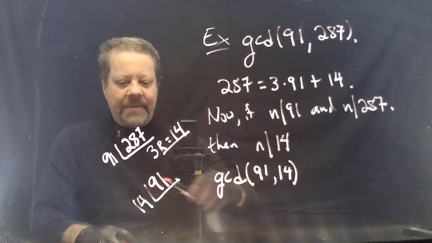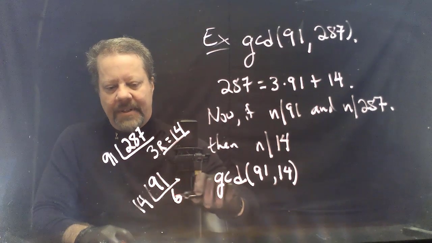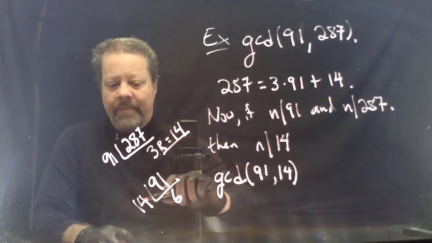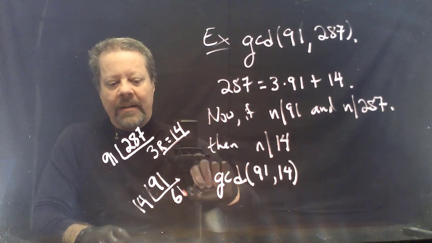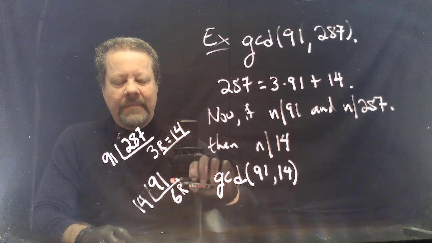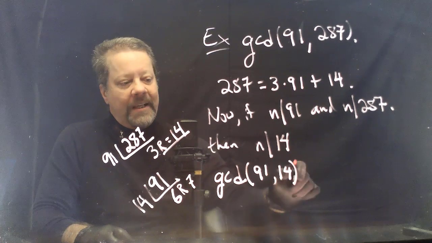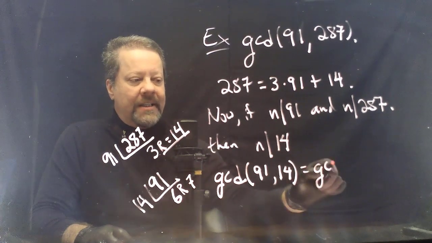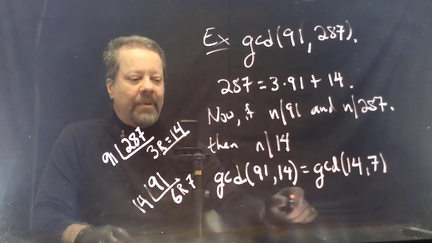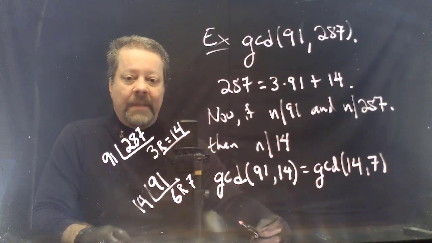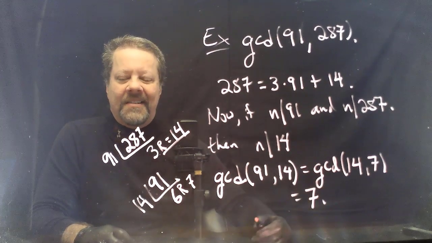How many times does 14 go into 91? Well, it goes in 6 times. 60 and 24 makes 84, and 91 minus 84 gives us 7. So the remainder is 7, which means we can now just look at the GCD of 14 and 7. 7 being prime and 14 being divisible by 7, we see that the answer is 7.